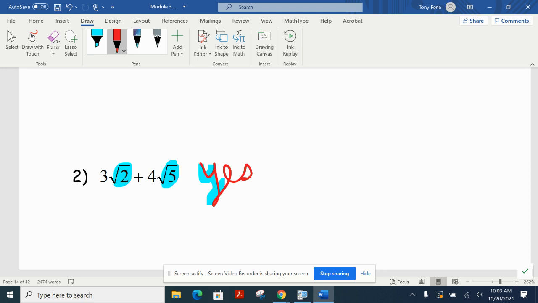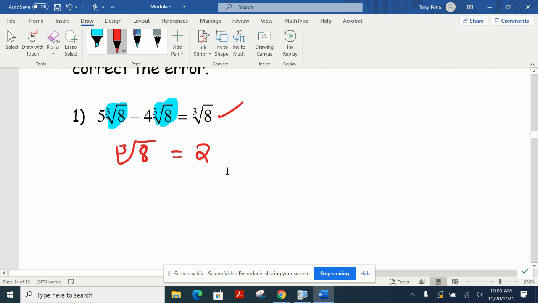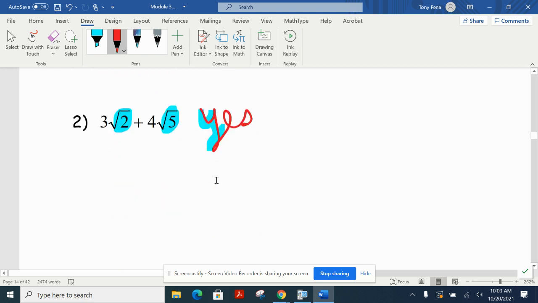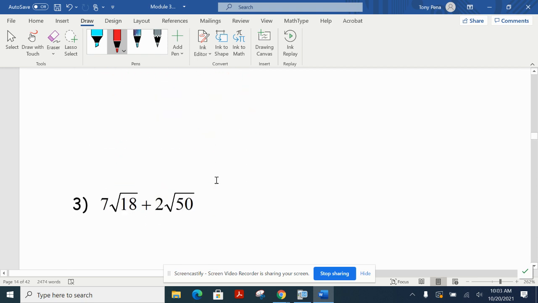It's like the last one on the last page. There's nothing we can do with that. They're not like terms. We can't simplify it any further. So that one is a yes. The one above, we could do a little bit more work. We can simplify that to a 2, but this one is fully simplified.